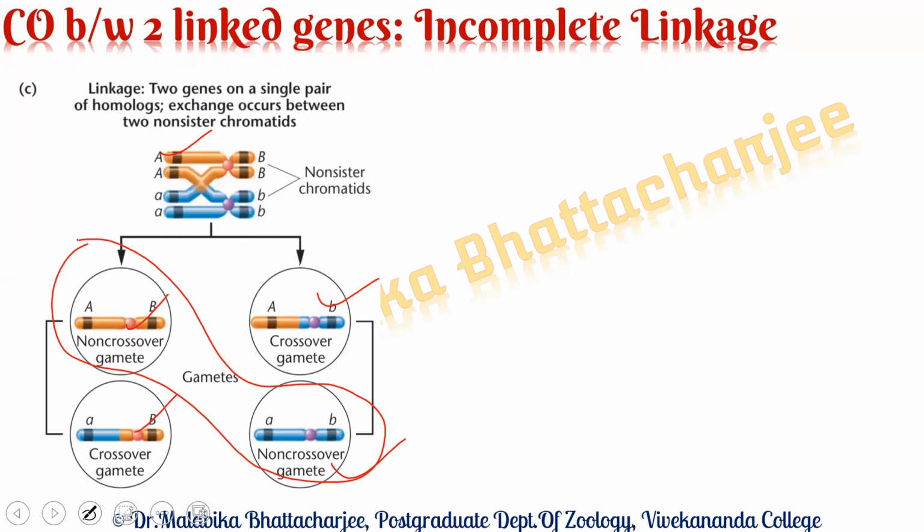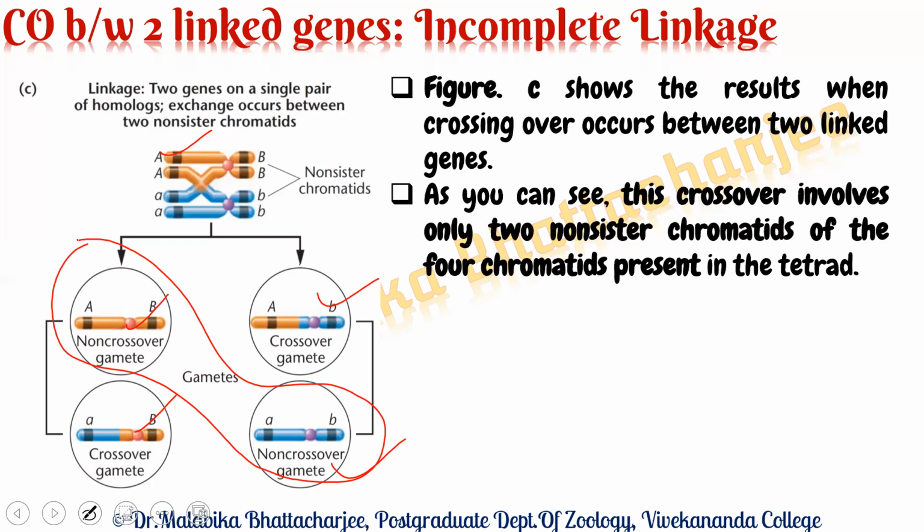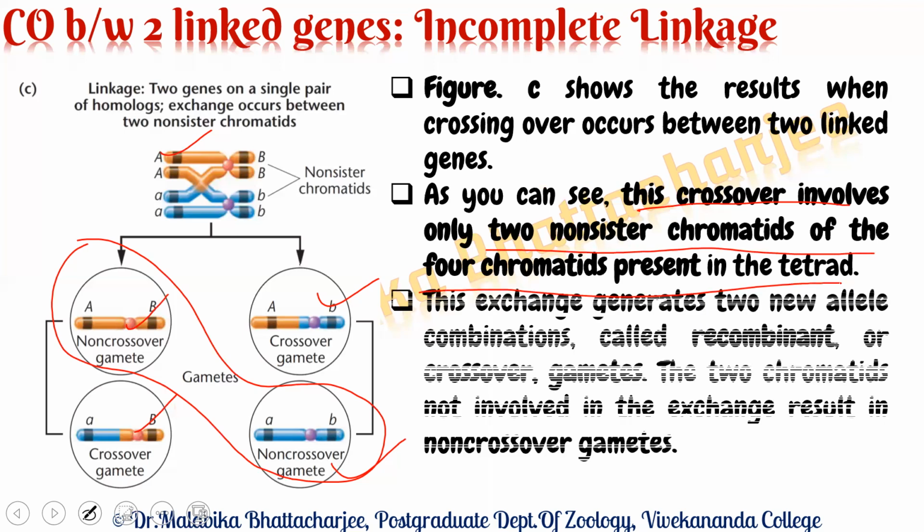But since this is a phenomenon of incomplete linkage as exhibited on the heading, we'll be getting 4 categories of gametes, but the non-crossover gamete amount will be much more. So they will be more than 50% as compared to the crossover gametes. So in this case also we get 4 gametes, and just to recapitulate, you people are all aware that crossover involves only 2 non-sister chromatids of the 4 chromatids present in the tetrad. So it is during this tetrad formation that crossover is taking place.